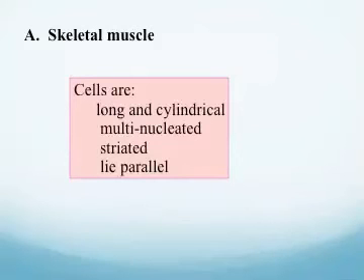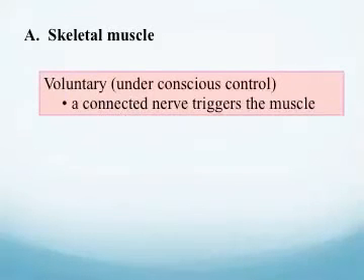Skeletal muscle cells are long and cylindrical. They're multinucleated, they're striated, and they run parallel to each other. You may want to pause and get these down if you are taking notes. There's one more thing about skeletal muscle, and it's called voluntary. That is, a nerve triggers the muscle, but this is under your conscious control. You decide whether you're going to lift your arm, raise your leg, etc. So that is another characteristic.